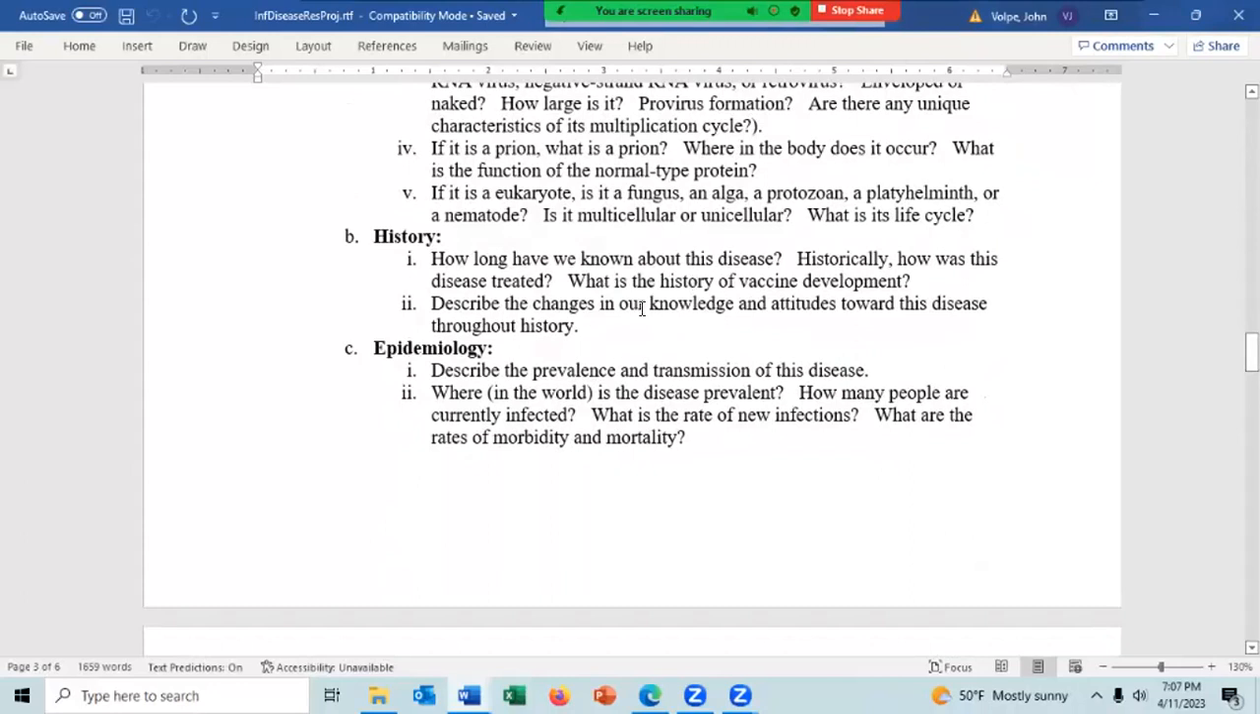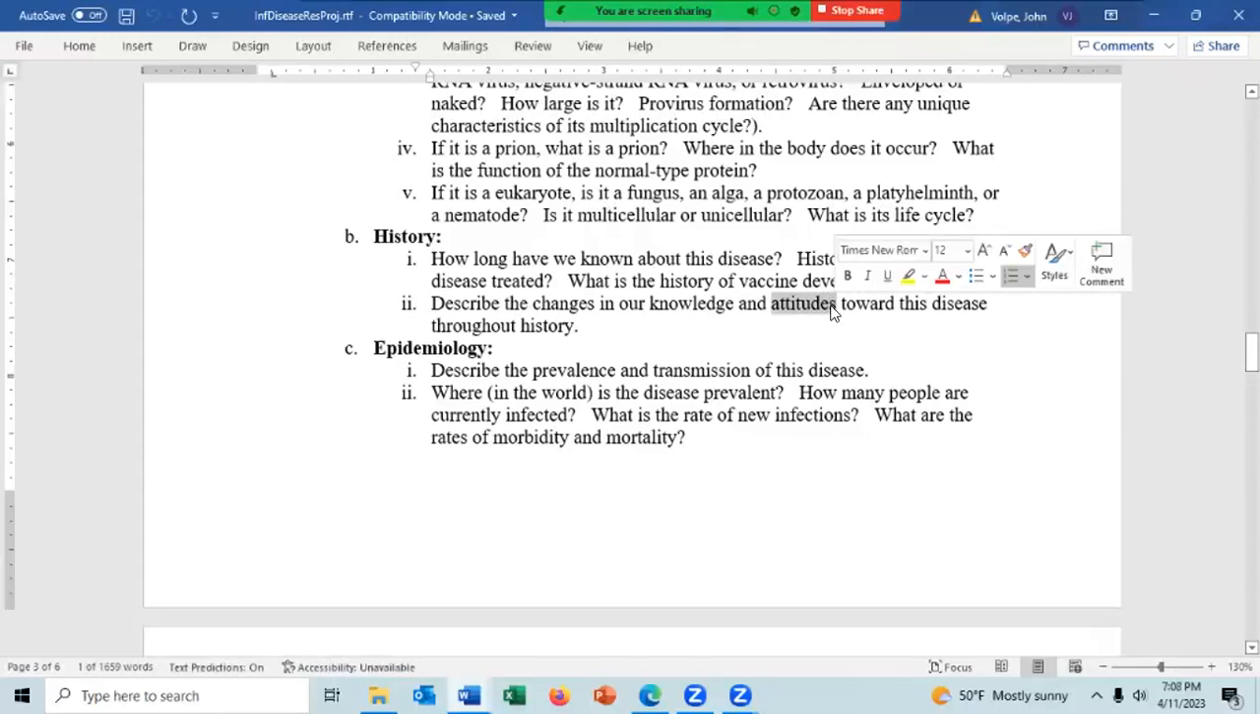Describe the changes in our knowledge and attitude towards this disease throughout history. Even COVID-19, we've changed our knowledge. Obviously, we know more about COVID-19 now, and our attitude. Like, I go into the store all the time wearing my mask to make sure I don't get COVID-19. And most of the other people in the store are not wearing a mask. So our attitudes have changed over time. Even though COVID-19 has been in the United States only since 2020. It's been in the world since 2019.